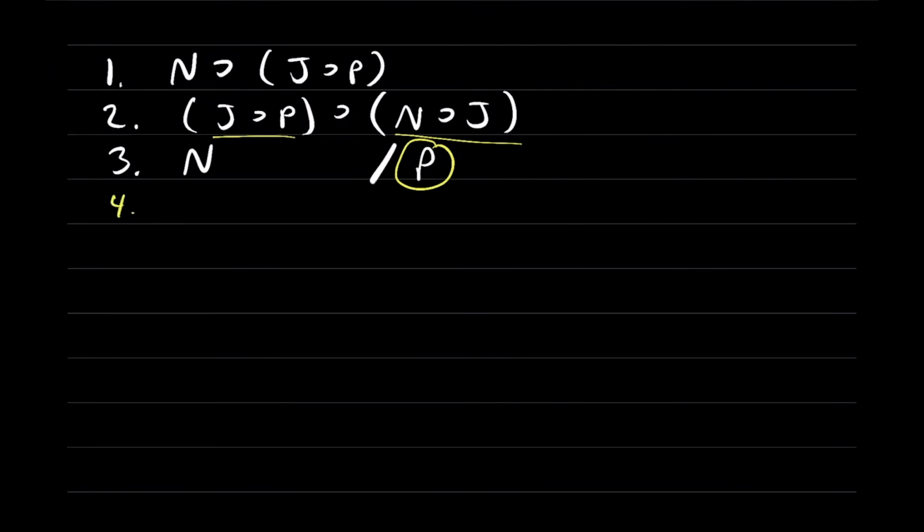So we're going to add a new line, line 4, and see what we can deduce. Right off the bat, I notice that line 3 is the antecedent of the conditional in line 1. Line 1 says if N is true, then J implies P, and we know that N is true from line 3. So from there, we can conclude that J implies P, and that's going to follow from line 1 and line 3 by Modus Ponens.